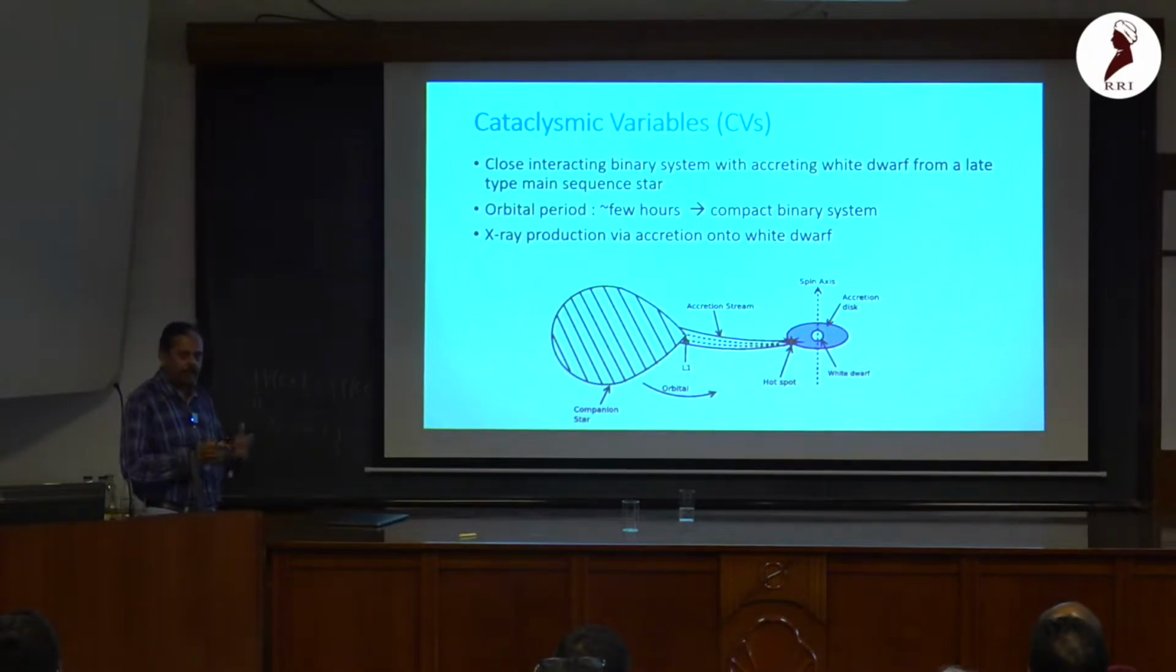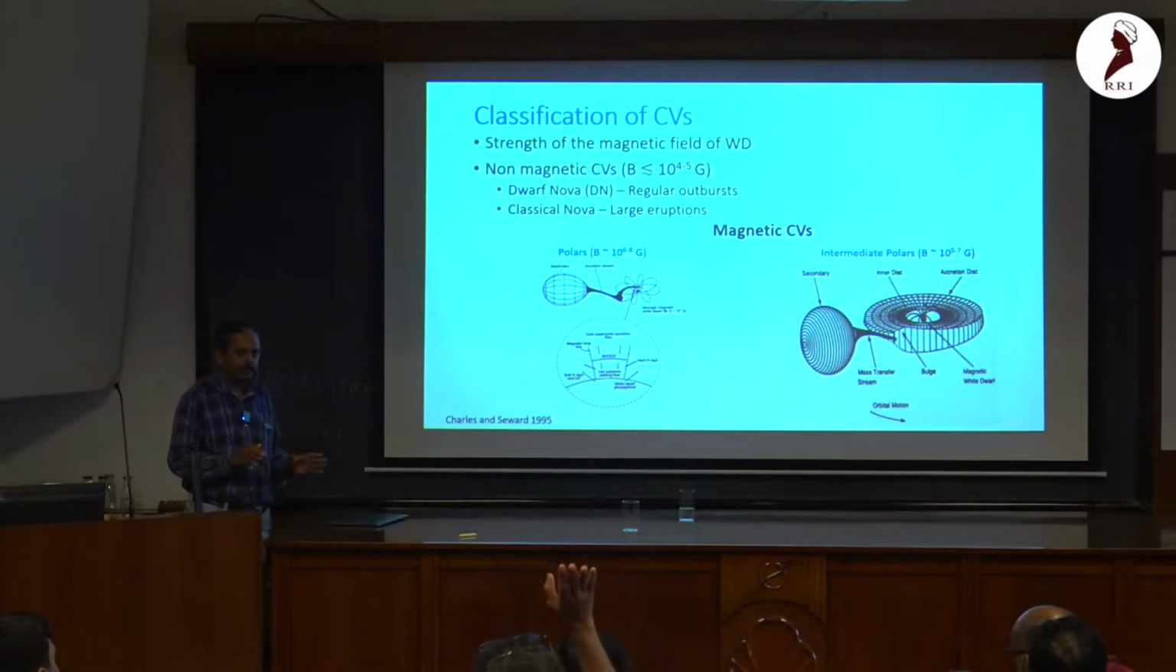Now there are a variety of systems, as I told you. In some cases the white dwarf may contain a magnetic field, in some cases it may not. So there have been several classifications or divisions.